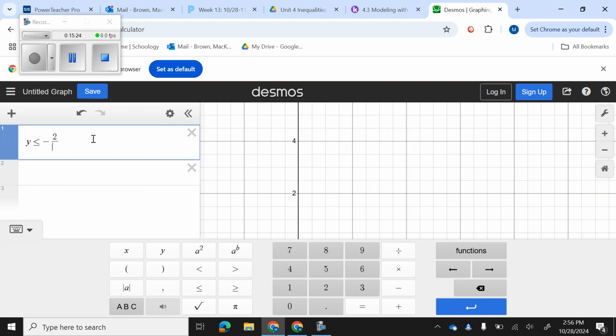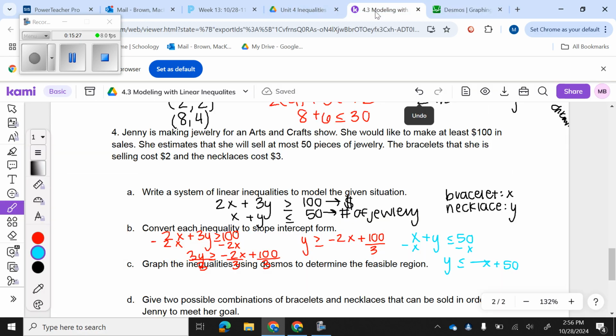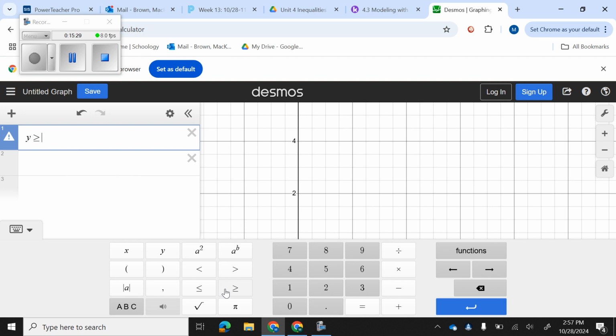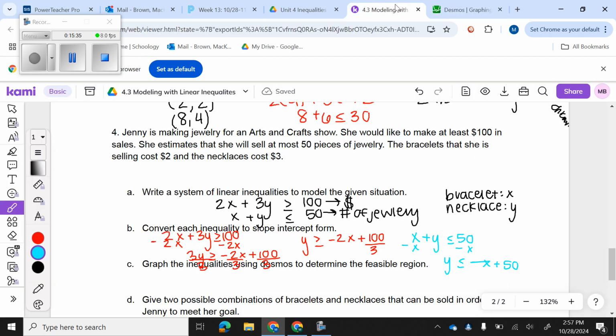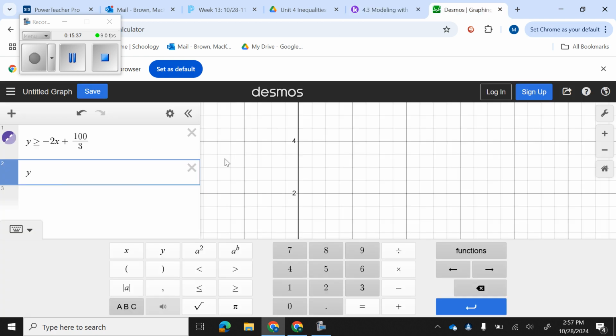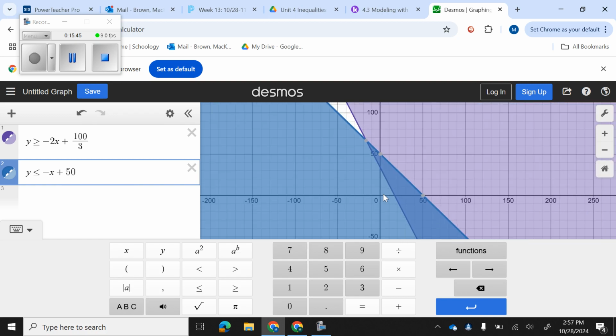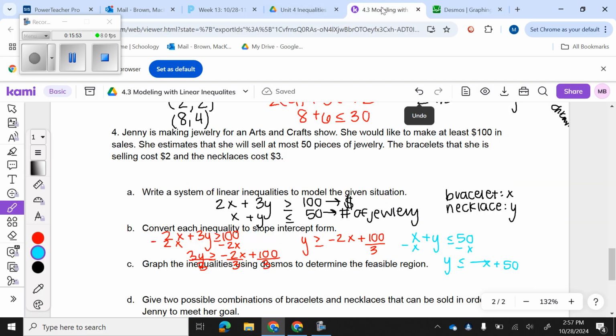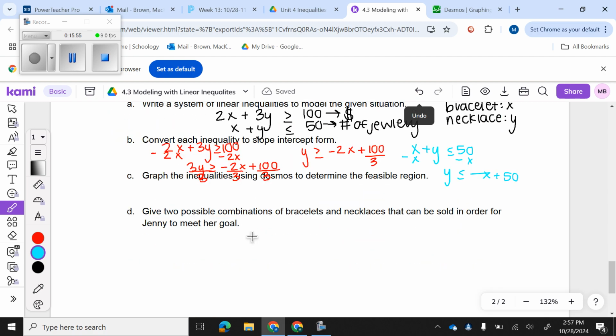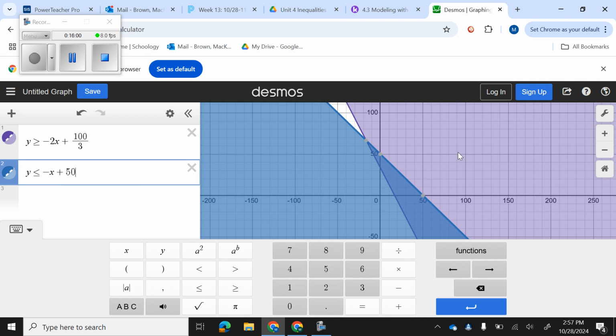I've got y is, I got to go back and double check, greater than or equal to negative 2x plus 100 over 3. And then my second guy was y is less than or equal to negative x plus 50. All right, so I'm going to zoom out to find my feasible region. That's going to be where they overlap. And remember, I can only take the positive answers because it's not possible to have negative bracelets and negative, what is this, necklaces, okay? It says give 2 possible combinations that can be sold in order for her to meet her goal, okay? So I got to go find 2 points in this feasible region.